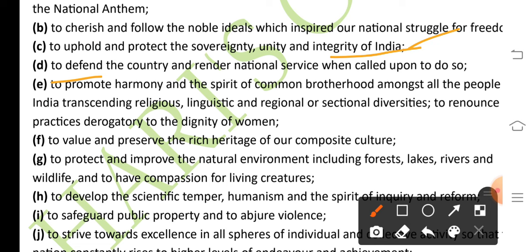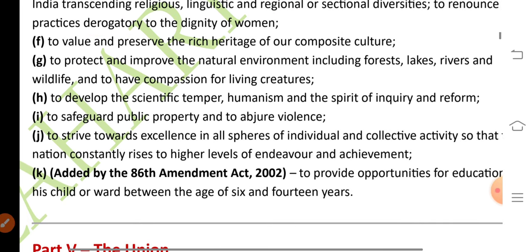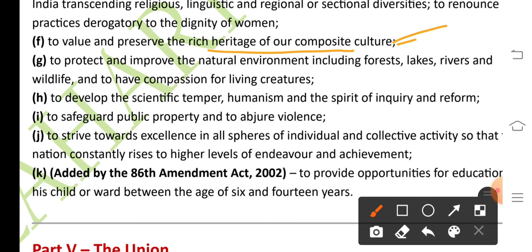D talks about to defend the country and render national service when called upon to do so. E talks about the promotion of harmony and the spirit of common brotherhood amongst all the people in India, transcending religious, linguistic, regional and or sectional diversities, to renounce practices derogatory to the dignity of women. Next, to value and preserve the rich heritage of our composite culture.